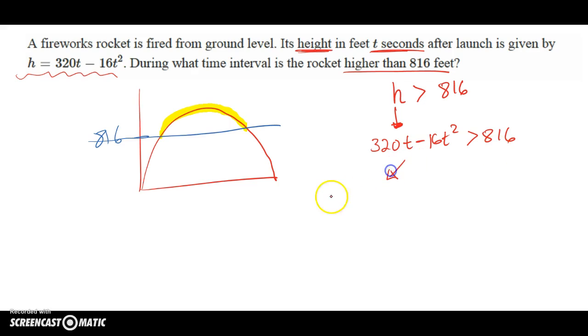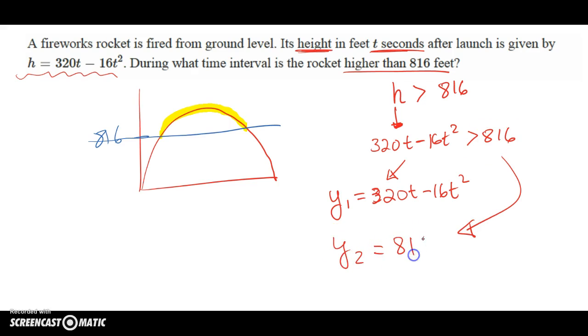So I can look at the height as y1 in my TI calculator, 320t minus 16t squared. So my TI should give me an accurate graph of the parabola opening down. And then I can look at my y2 as this 816 guy, which is just a horizontal line going through 816. So I'm looking at two functions basically, and I want to know when this guy will be higher than this guy, which will happen right here. So let's go put these two into our TI.